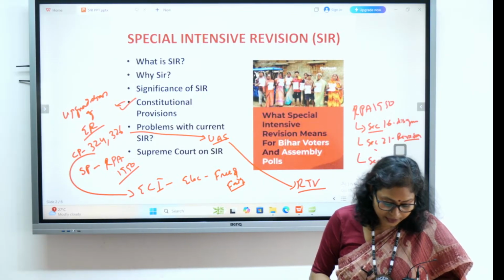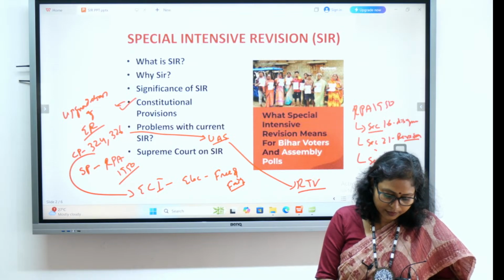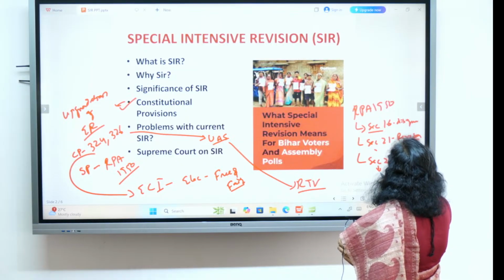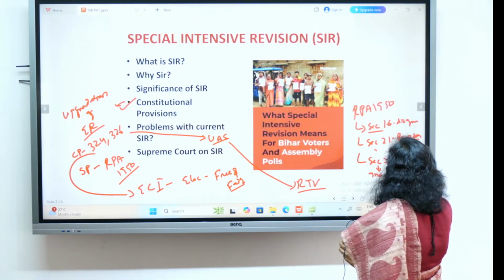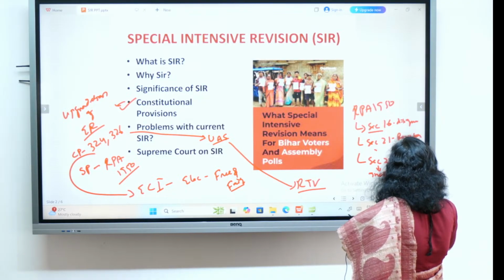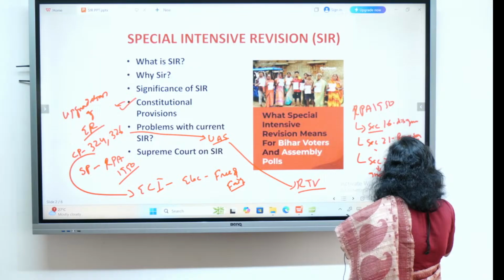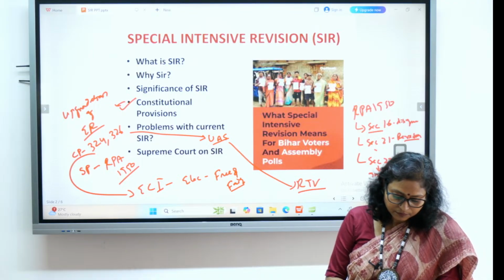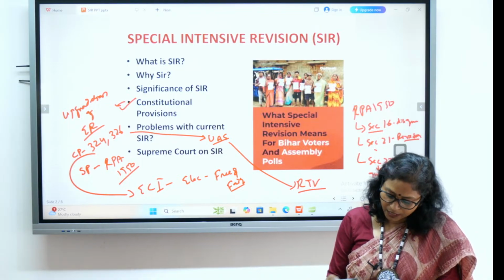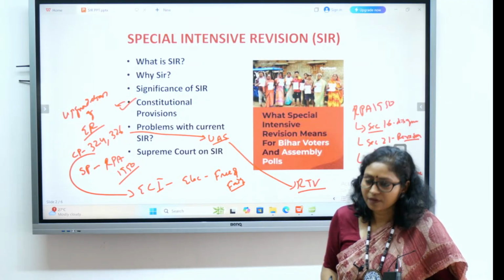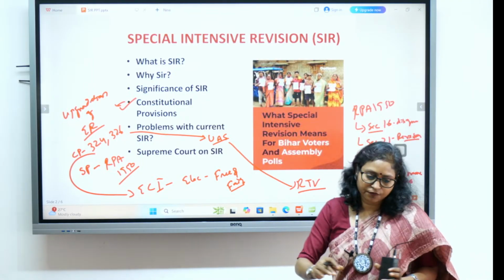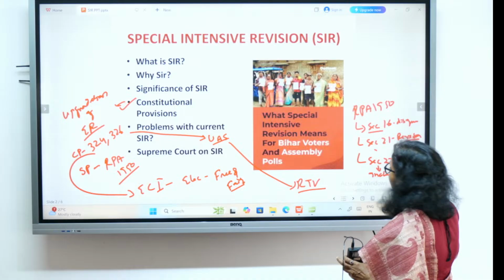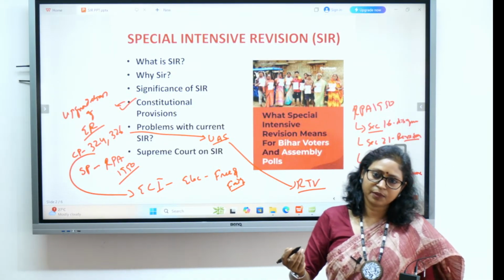Then Section 23. Section 23 deals with the inclusion of the names of voters. Section 23 of the RPA 1950 deals with the inclusion of new names, or new voters who are eligible, that is their inclusion.